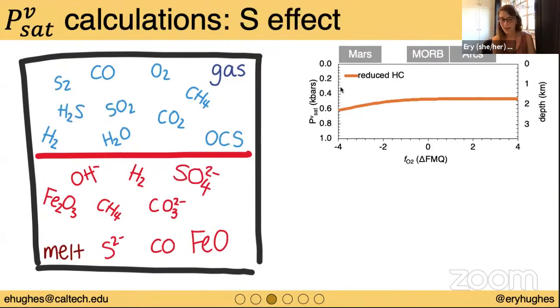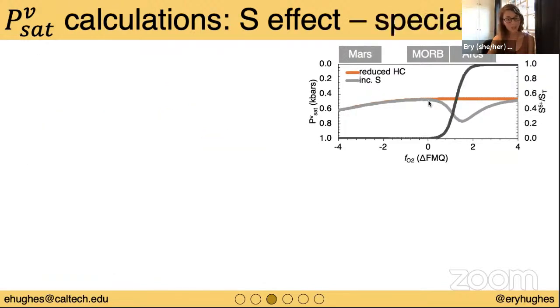So what happens if we add sulfur? Here I've just rescaled this to get rid of the curve that didn't have any reduced species in the melt, just to show the effect a little bit better. And if we add sulfur, we see quite interesting behavior with oxygen fugacity. At low FO2s, we don't see an effect of sulfur, but in more oxidized conditions, we get this maximum in the pressure of vapor saturation. And this maximum is coinciding with a change in the oxidation state of sulfur.